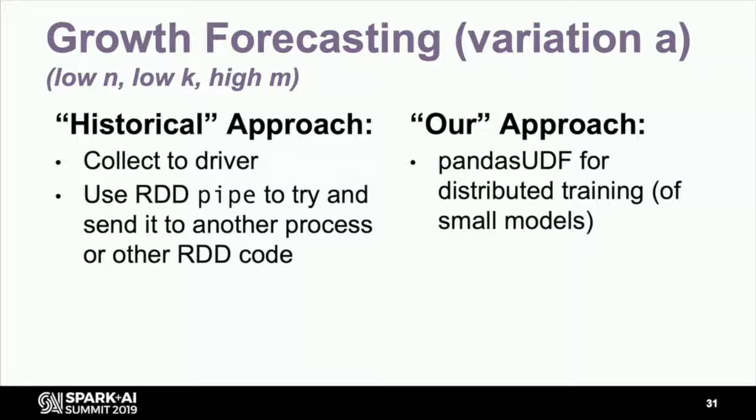A maybe more advanced historical method, which probably isn't too relevant for this audience, but it might come up in another context, is that the RDDs, or resilient distributed data sets, have a method called pipe, which allows you to basically pipe some data to another process on the workers.